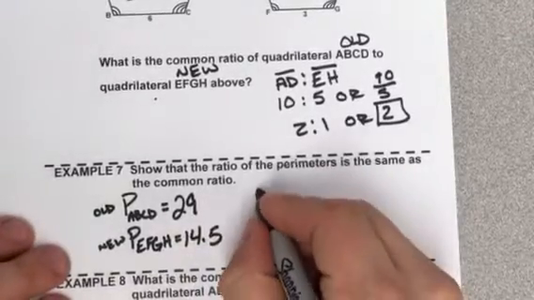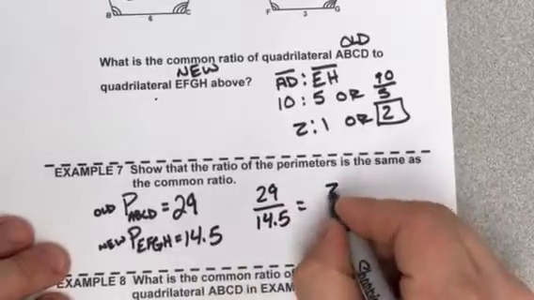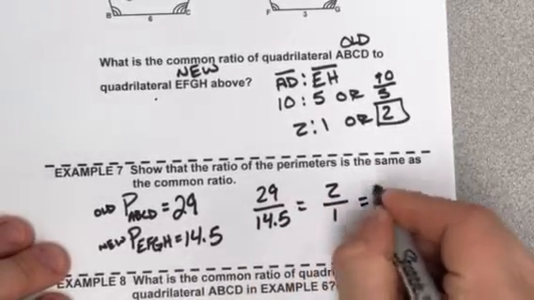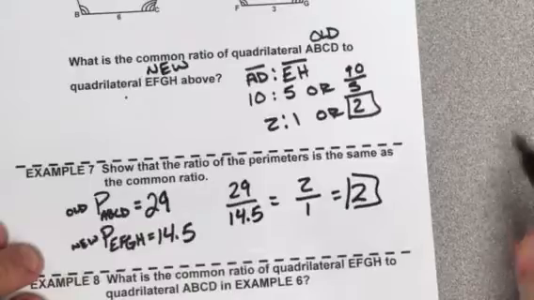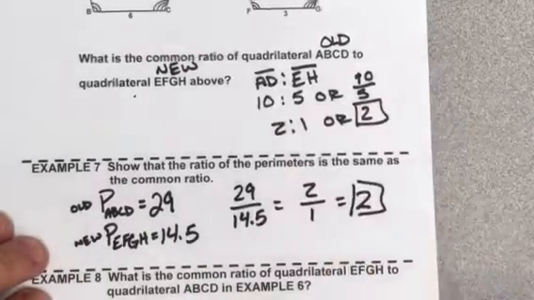So, again, we're going to say old over new. The ratio there is 2 over 1 or just 2. Notice, the ratio for the perimeters is the same as the common ratio.